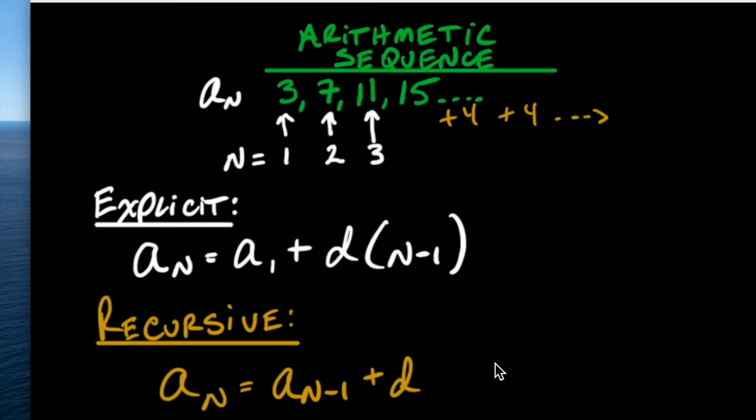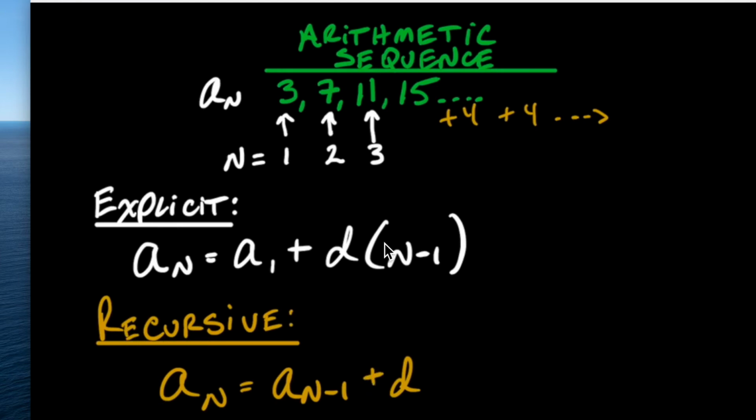Let's now introduce the so-called recursive formula for an arithmetic sequence. And the word recursive is Latin for running backwards. And indeed, that's what we're doing here. We're running backwards. Recall that n minus 1 means one step to the left. Folks, the recursive formula, despite its intimidating name, is actually simpler.